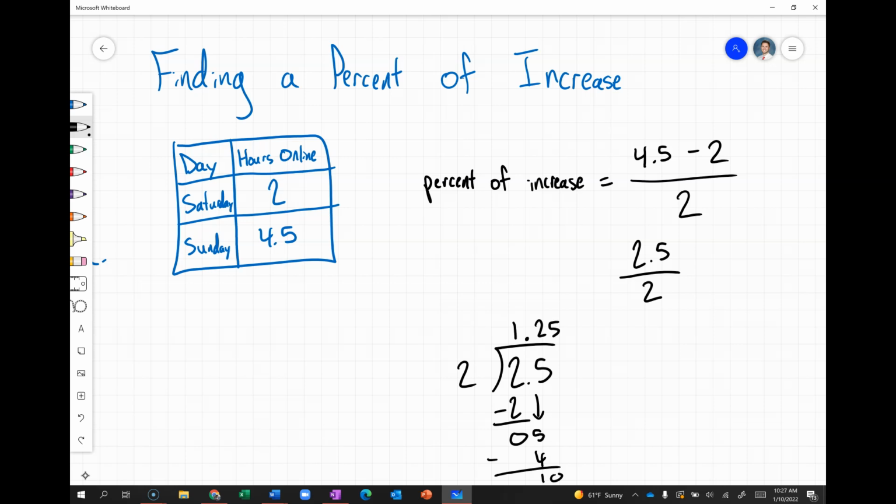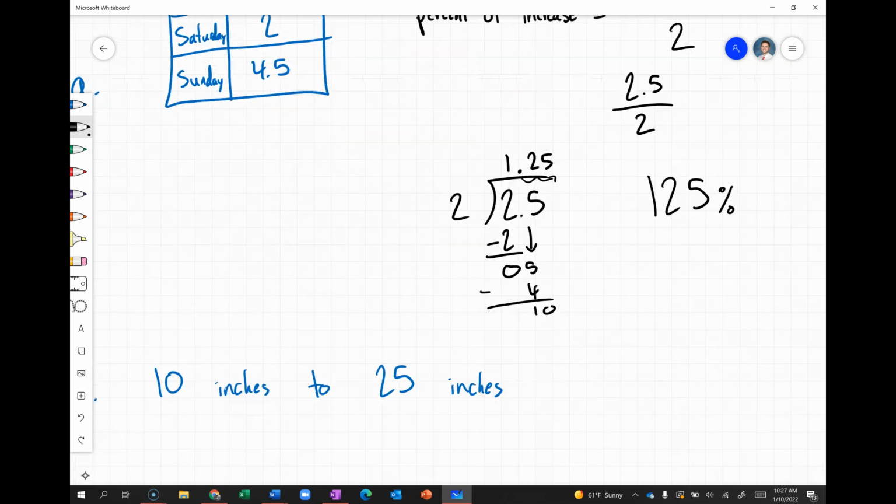If we take 2.5 and divide by 2, we get 1.25. But we want to write this as a percent, not a decimal, so we move our decimal twice. So this is 125%. So our percent of increase here is 125%. In other words, you spent 125% more time online. Or another way of saying that is your time online increased by 125% from Saturday to Sunday.